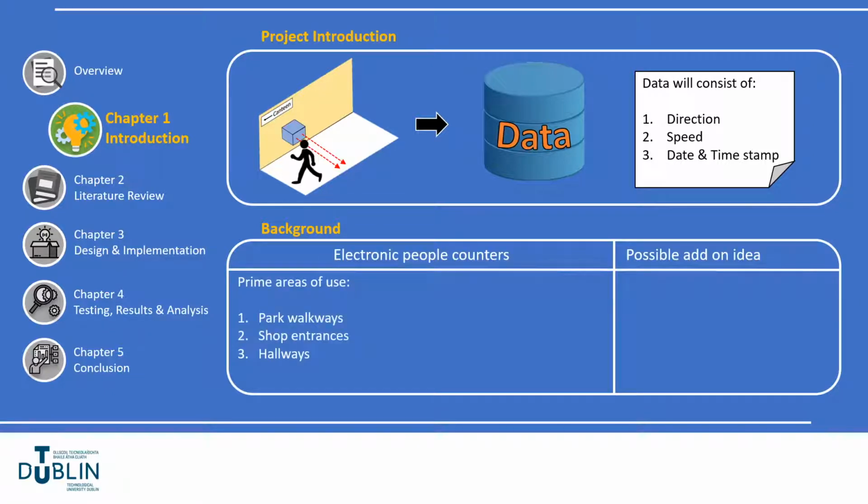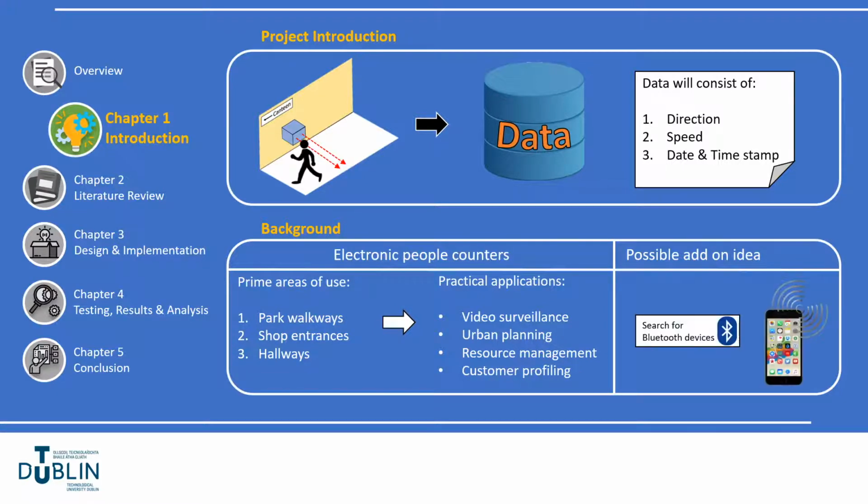Background. The prime areas in which electronic people counters are used include park walkways, shop entrances, and hallways. The data produced from these counters has various practical applications, including video surveillance, urban planning, resource management, and customer profiling. A possible add-on idea that was looked into was the incorporation of a Bluetooth detection system. This system would detect the presence of Bluetooth signals originating from devices being carried by people walking past the device.